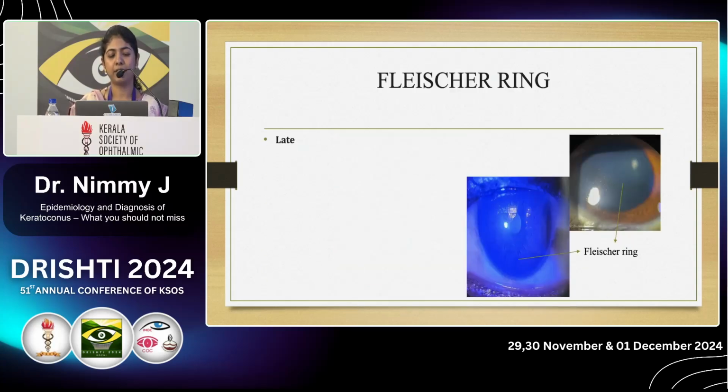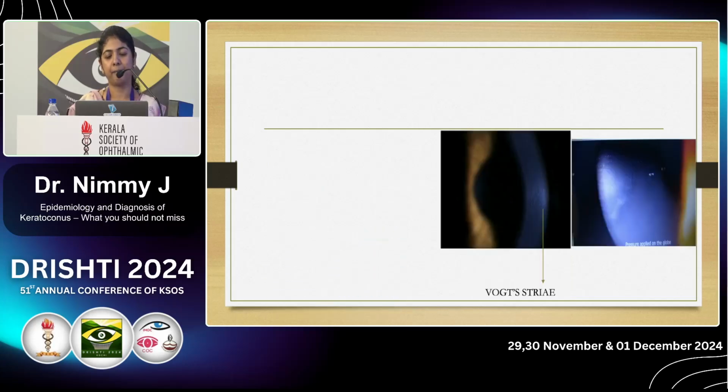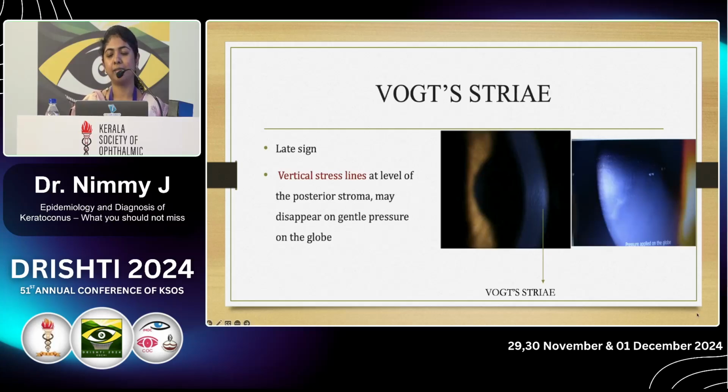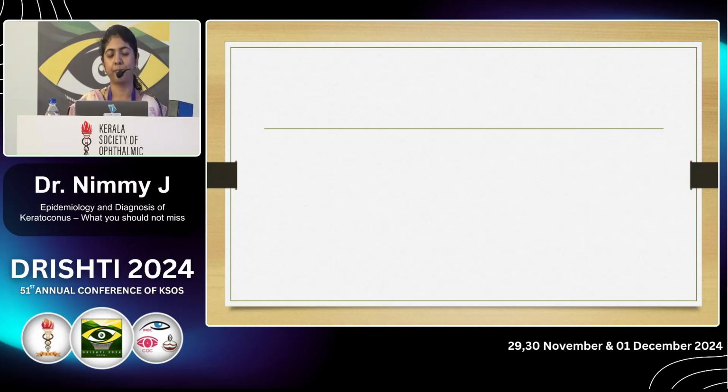This is a Fleischer's ring, which is a late sign. There is a brownish deposition of iron in the basal epithelial cells and in the base of the cone, and it is best appreciated with the cobalt blue light. This is the Vogt striae, which are the deep stromal stress lines seen in the posterior stroma, and as you can see in this video, this disappears on applying gentle pressure on the globe.